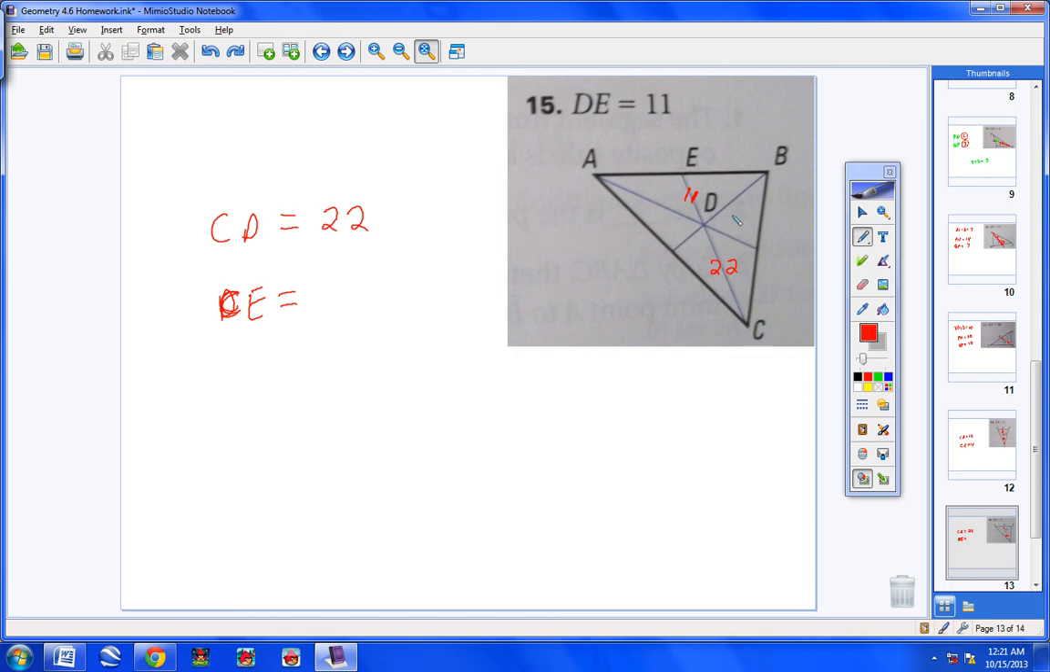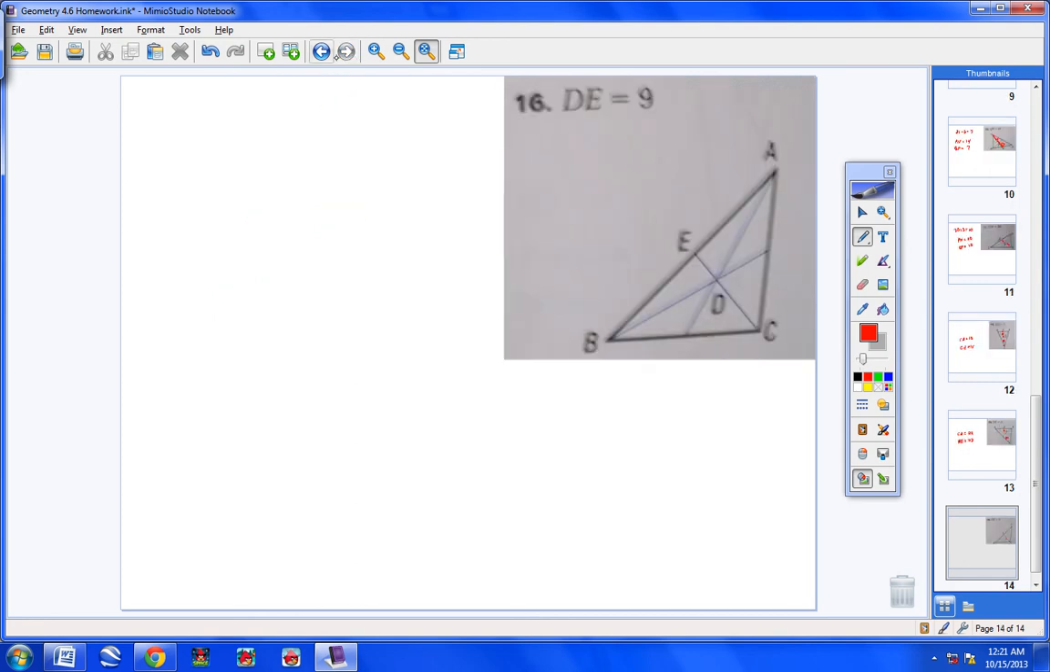Now CE is the entire segment from E all the way down to C. Okay? So that means we have 11 plus 22 would give me the length of the entire segment, which would be 33. And then last but not least, we're finally done, so that's good. DE is 9. So here we go. This small little segment of a median is 9. And then the longer segment, DC, is always twice as big as this shorter segment right here. So DC would have to be 18.